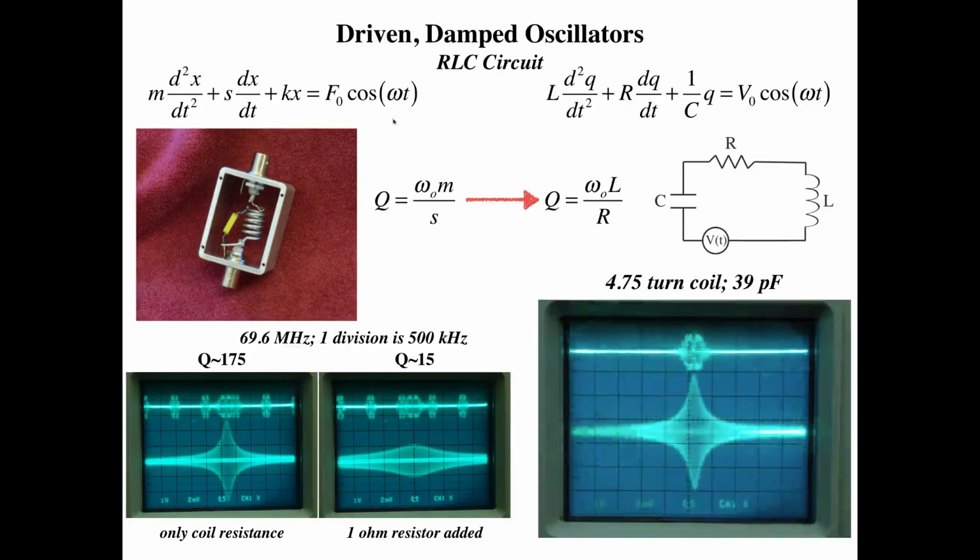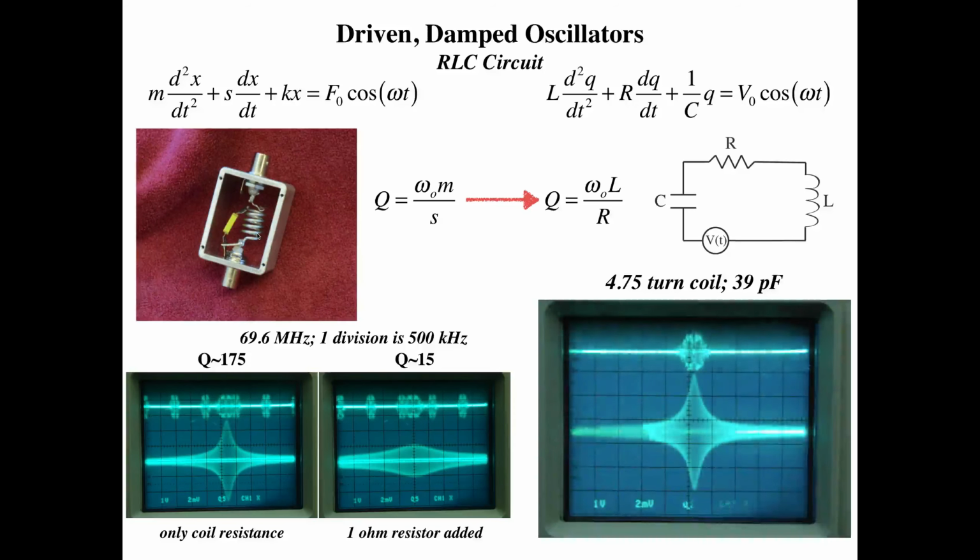This equation then looks exactly like the force equation that we had before; just replace the various parameters: M for L, X for Q, S for R, K for the inverse of the capacitance, and so forth. And of course the quality factor equation goes from Q equals omega naught M over S to Q equals omega naught times the inductance over the resistance. So let's see what happens for a real circuit.